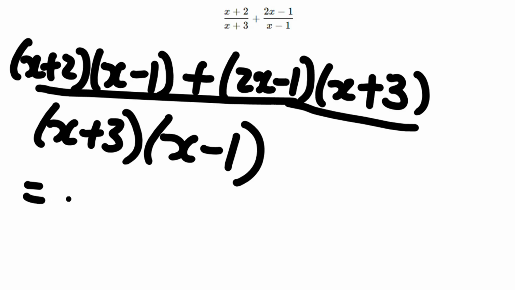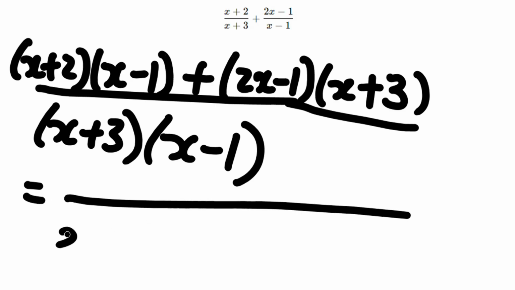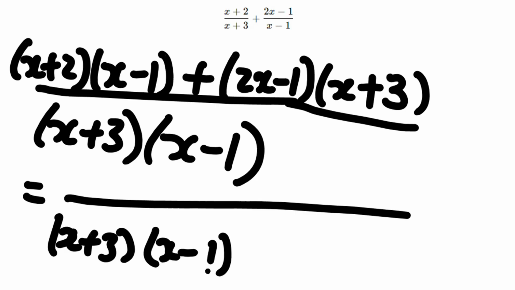Then you simplify. The denominator is the same, right? So it becomes x plus 3 multiplying x minus 1 as the denominator. Then for the numerator, let's expand. We have x squared. So this is going to multiply this to give us x squared, right?